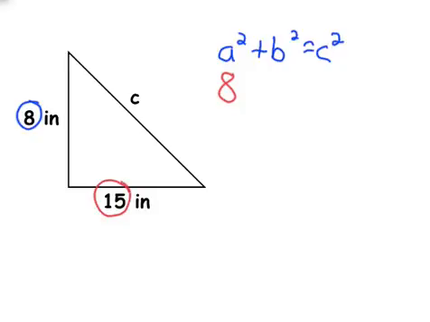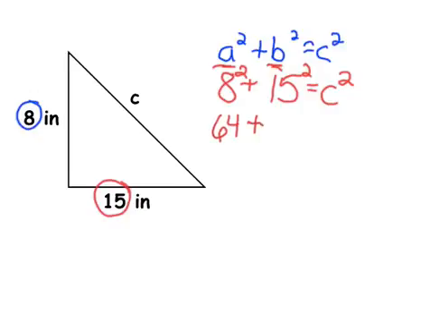The 15 is my B, because these are both of the legs. The legs always go with the A and the B. That equals C squared. Bring down your little squares. Super important. Now I'm going to do some calculations. 8 squared is 64, plus 15 squared is 225, and that equals C squared.